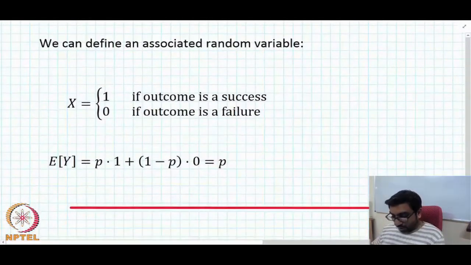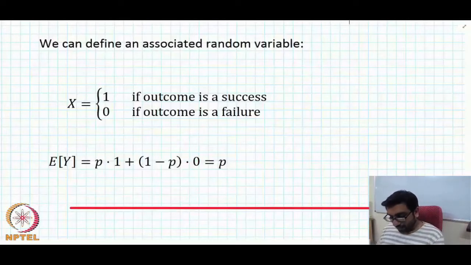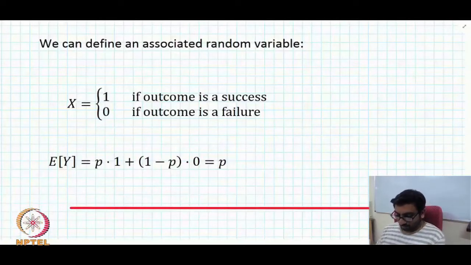Along with this Bernoulli trial, we can also associate a Bernoulli random variable. Let's call that X for now. X will take the value 1 typically if the outcome is a success, and 0 otherwise. And now the question is, what is the expectation of X?